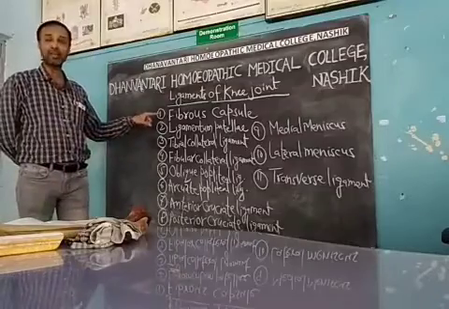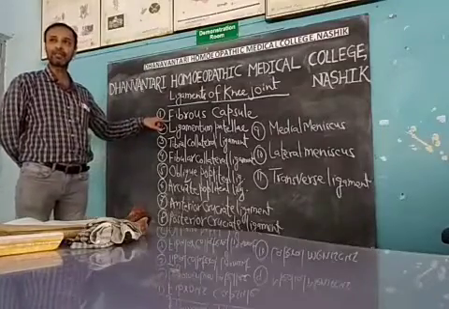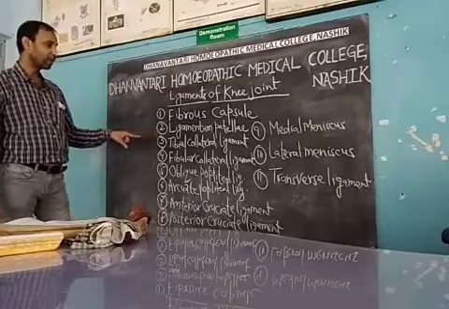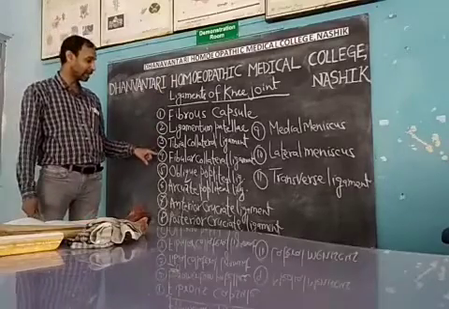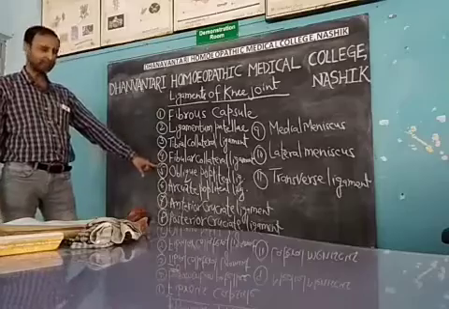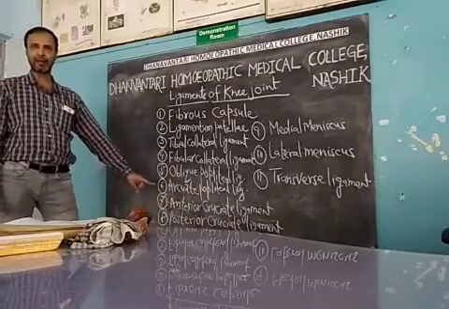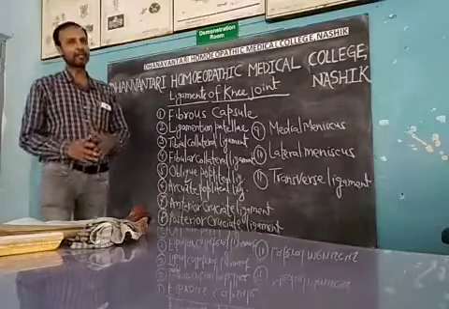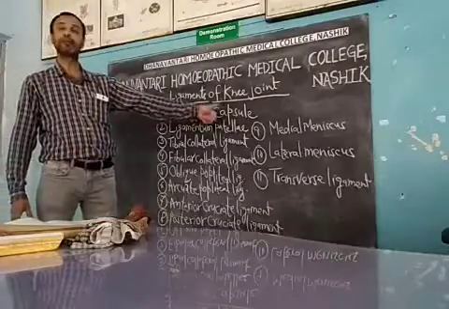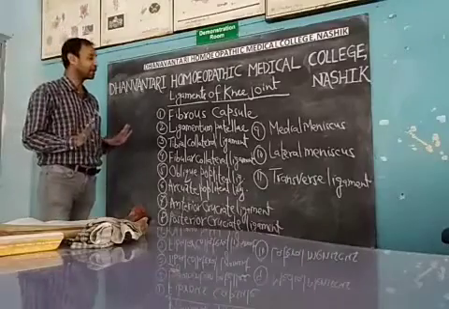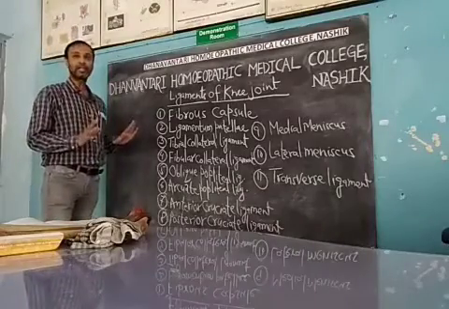So these ligaments are, first, the fibrous capsule. Then ligamentum patellae, tibial collateral ligament, fibular collateral ligament, oblique popliteal ligament, arcuate popliteal ligament, then anterior cruciate ligament, posterior cruciate ligament, then lateral meniscus, medial meniscus, and the transverse ligament. These are the 11 ligaments, and all of them we are going to learn in detail.